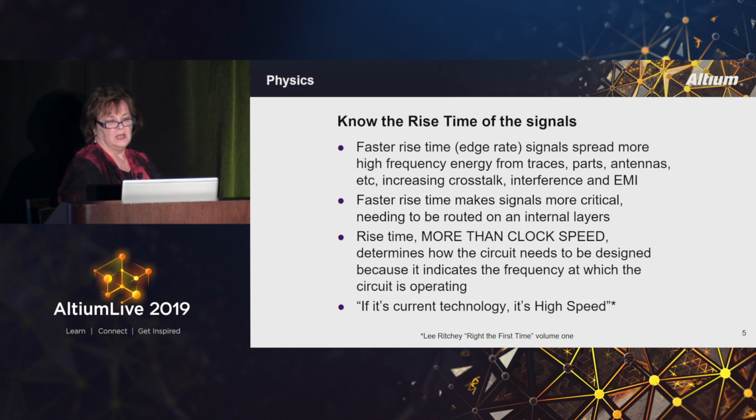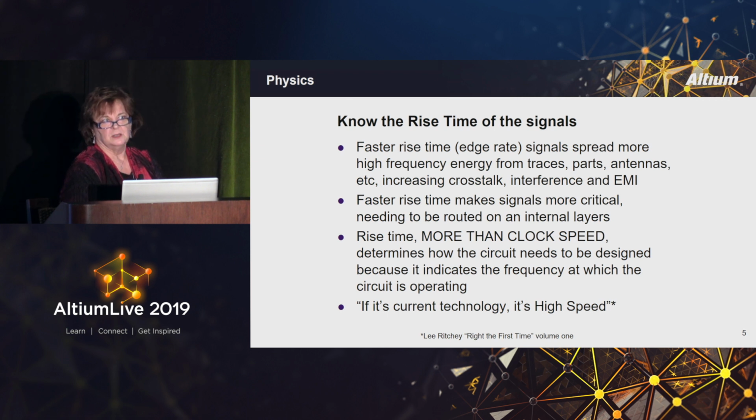So rise time more than clock speed. Clock speed has nothing to do with it except that that is the base number of the frequency, the bandwidth that you need to be considering. So rise time more than clock speed determines the needs because that's the operating frequency that the circuit is working at. And I get asked a lot of times what constitutes high speed. At what number does it magically switch over to high speed?